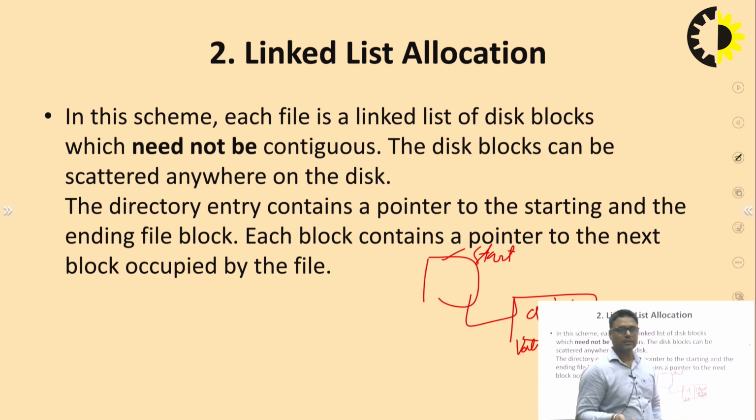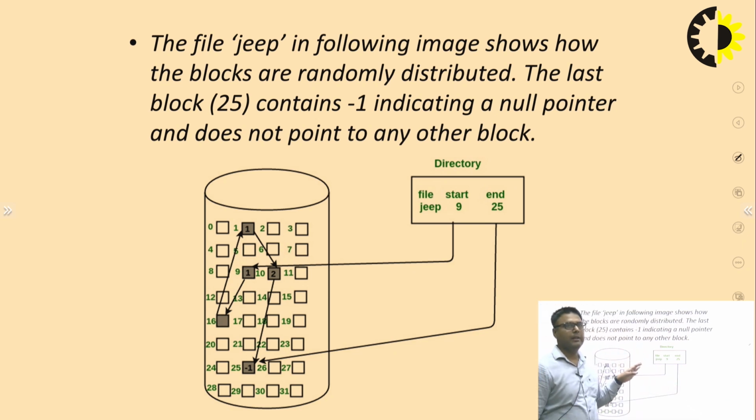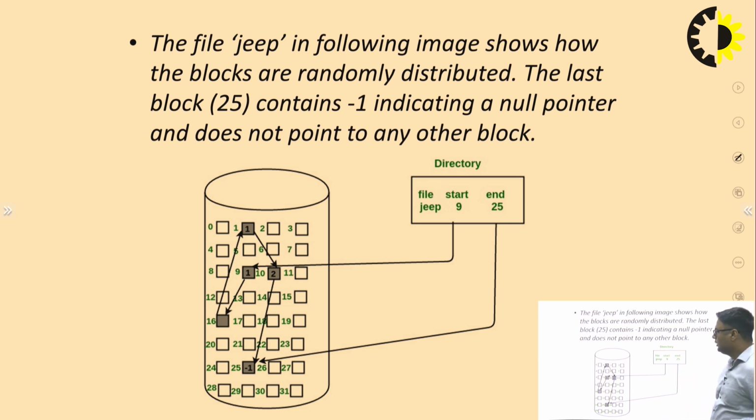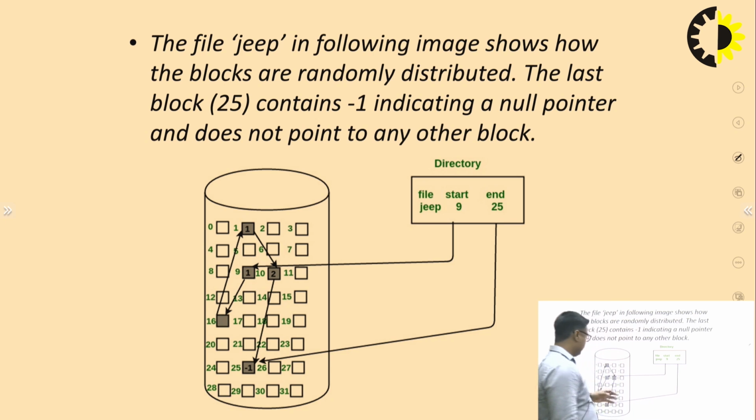So I take an example so that it is easy to understand. In this example, the file in the following image shows how the blocks are randomly distributed. The last block, 25, contains -1, a null pointer, and does not point to any other block. So here the file starts at 9 and ends at 25, which means the file starts from position 9, and it is divided into some values, with values stored in different places.